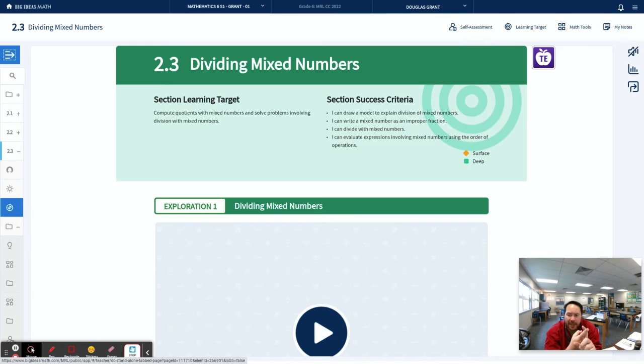As long as you know how to multiply mixed numbers and you know how to divide, like set it up as multiplication, it's easy. Today's going to be easy. Basically, if you want, you can pause the video and take a look at what we're going to be doing. But I want to jump right in and keep this short.